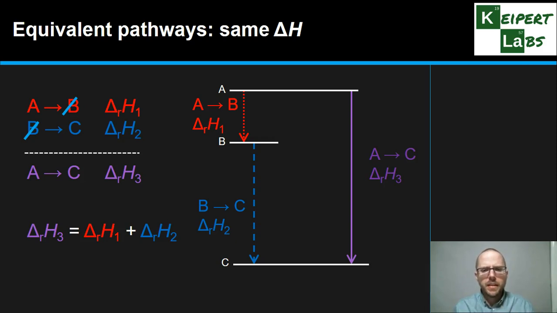But what we're saying is that this deltaH value here, the difference between A and C, is the same as the steps from A to B and B to C added together. That is, deltaH1 plus deltaH2 is equal to deltaH3, this value from top to bottom. Okay, so that's showing Hess's law in action.